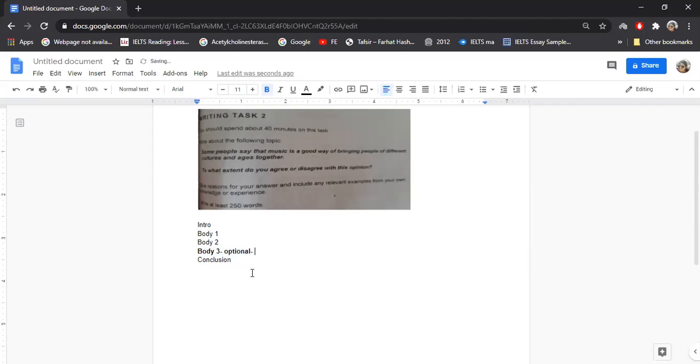I was just discussing with you. I just thought in my mind that maybe we can write this third optional body paragraph. And we write about the advantage. And then we say how we outweigh this.